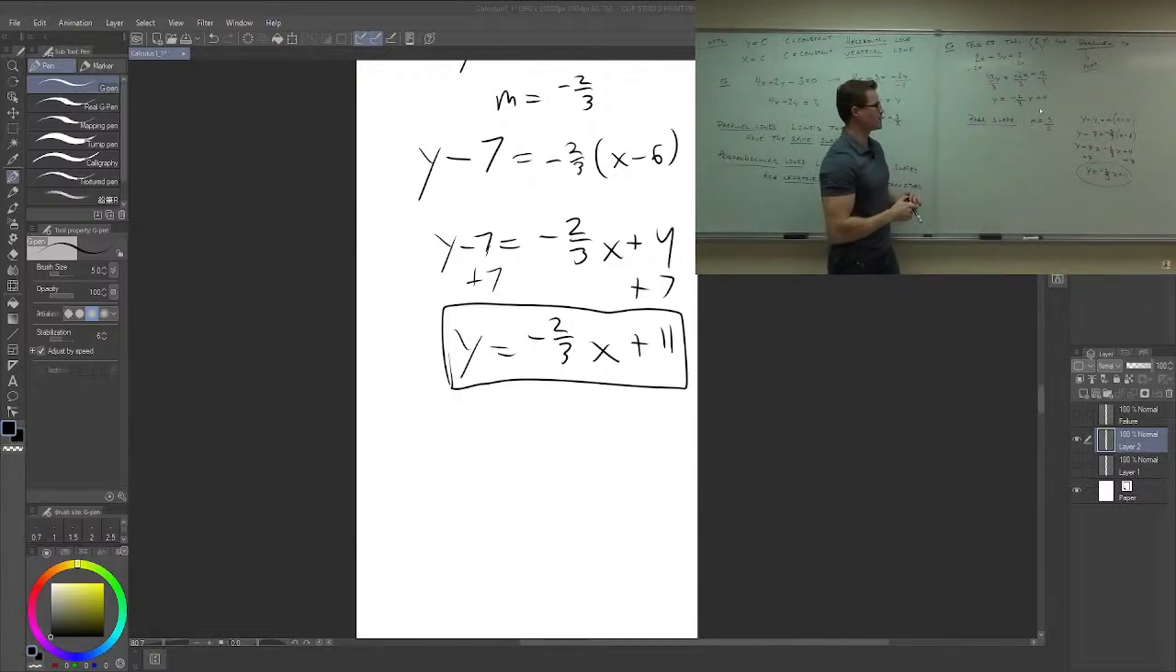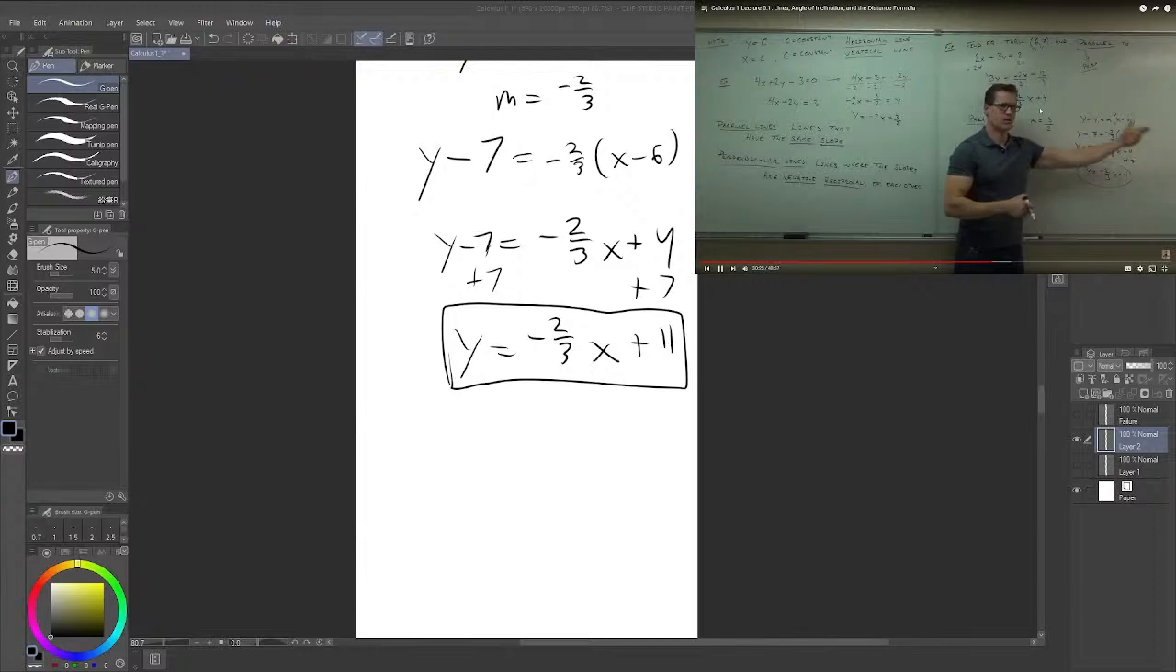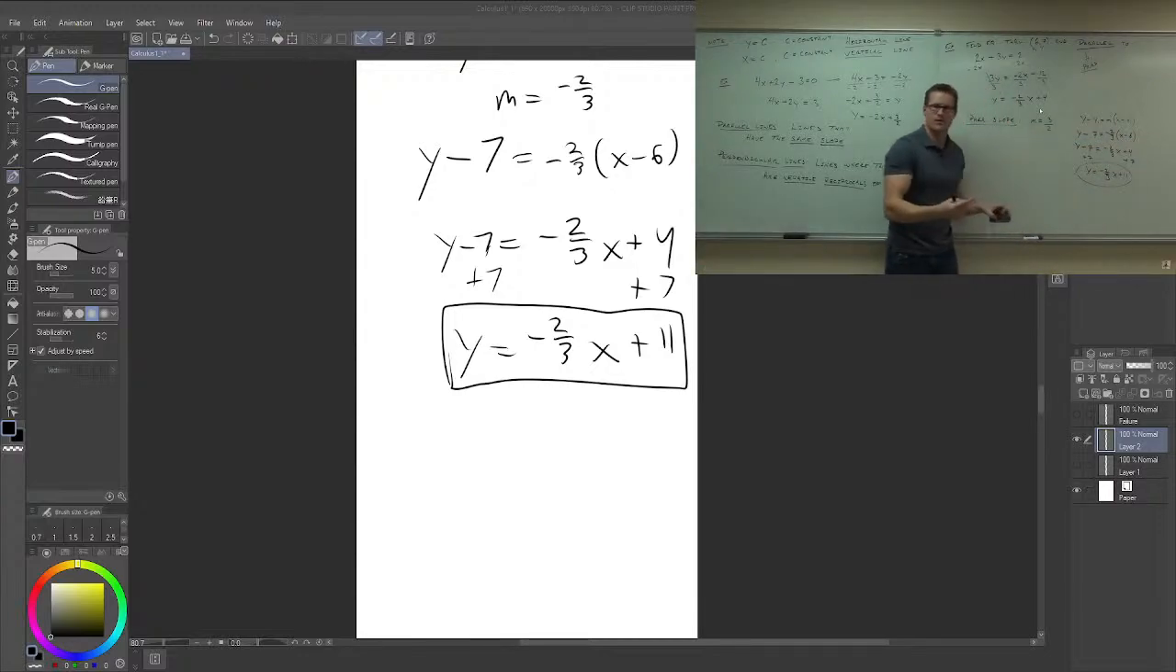Perpendicular. I actually didn't know about the perpendicular thing, so it's pretty cool. Would the 7 and the 6 change? No, we're just talking about slopes. Parallel and perpendicular only have to do with the slopes.